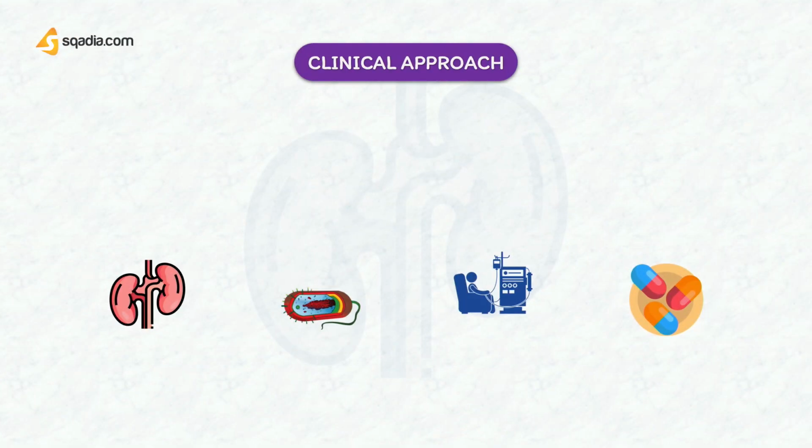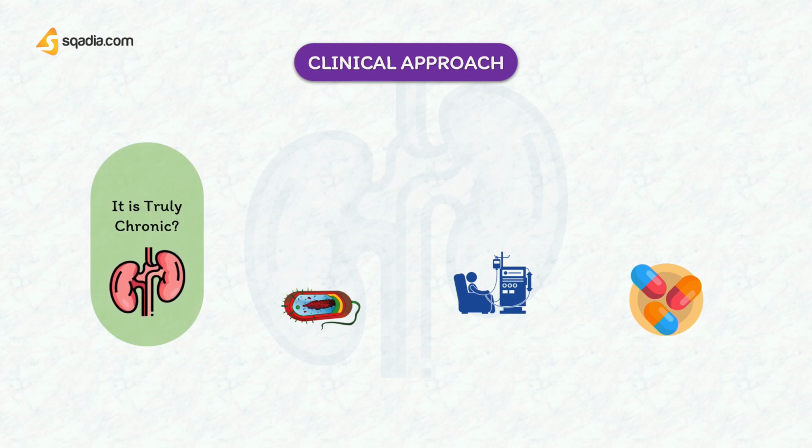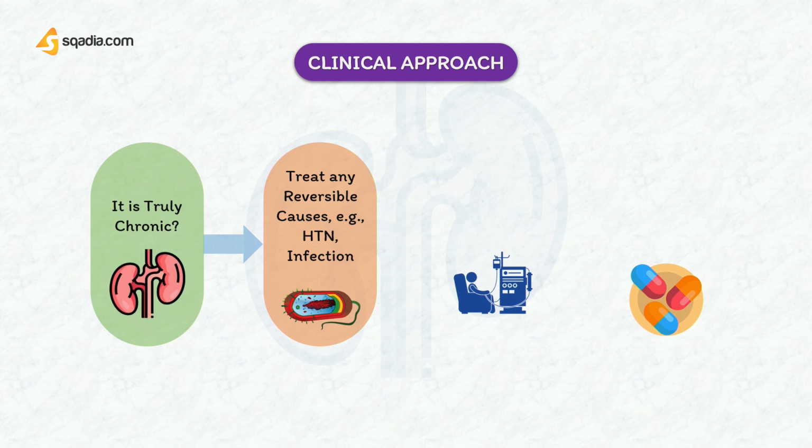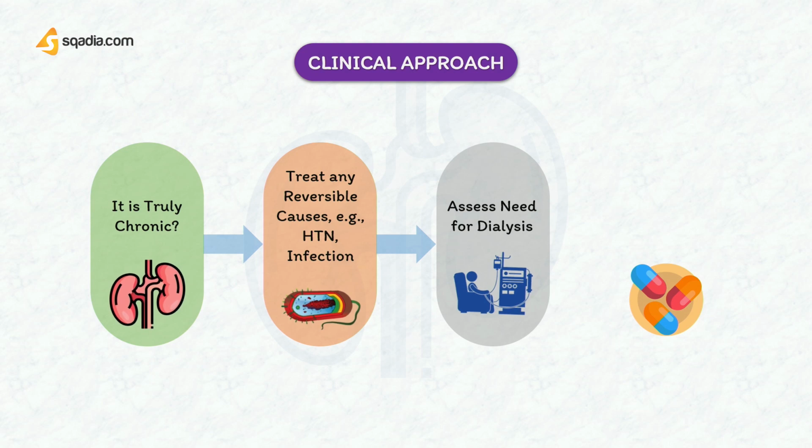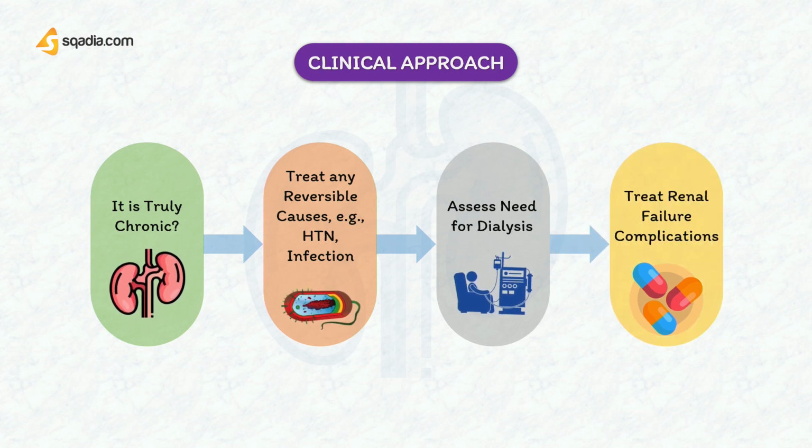And whenever you observe a patient of chronic kidney disease, you must follow a proper clinical approach. So you have to ask yourself, is it truly chronic? Because the GFR could also be reduced because of acute kidney disease. And then we have to treat any reversible causes immediately, like hypertension, infection, and obstruction. After that, we have to assess the need for dialysis. And lastly, we have to treat all the complications that result from renal failure. So this is the clinical approach that you're going to take in the case of a chronic renal failure patient.